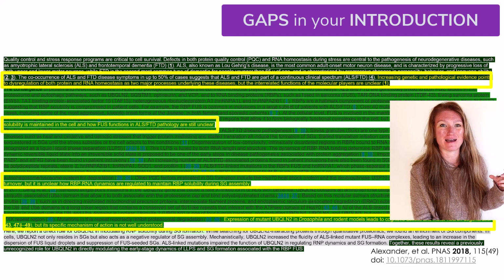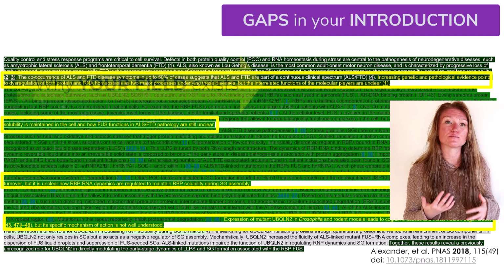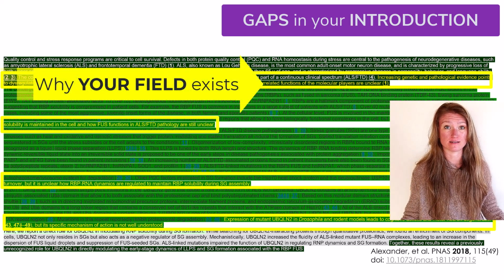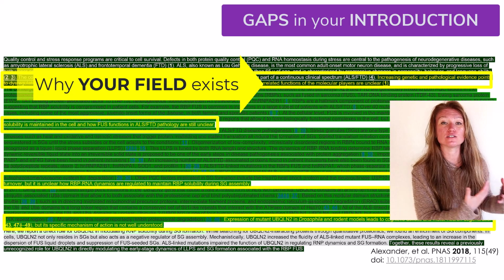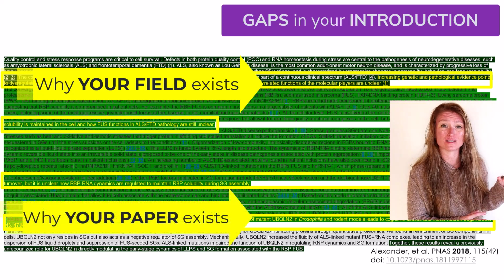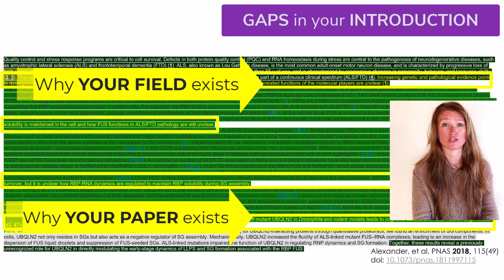The first gap in the first paragraph here in this darkest green section is basically answering the question, why does your entire field of research exist? Okay, so this isn't yet talking about the project. The first thing we want to do is set up why the field of research exists. Then in all of the subsequent gaps, we are setting up why our specific research project exists.